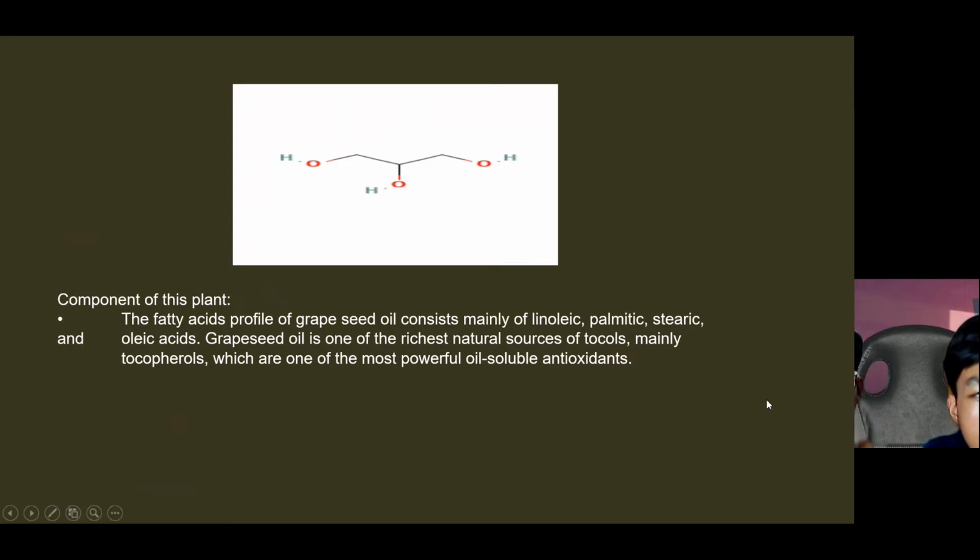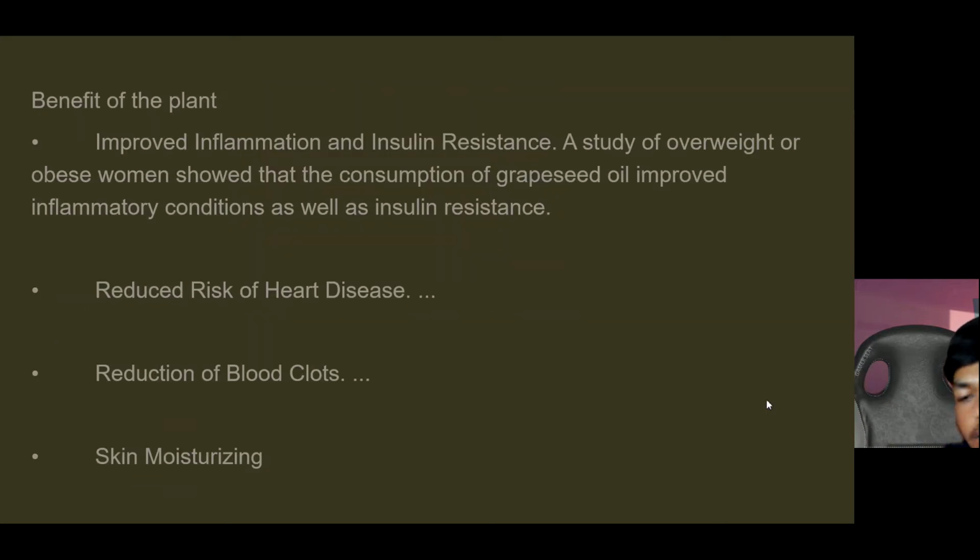The composition of this plant: the fatty acid profile of grapeseed oil consists mainly of linoleic, palmitic, stearic, and oleic acid. Grapeseed oil is one of the richest natural sources of tocopherols, which are one of the most powerful oil-soluble antioxidants. So next we go to the benefits.